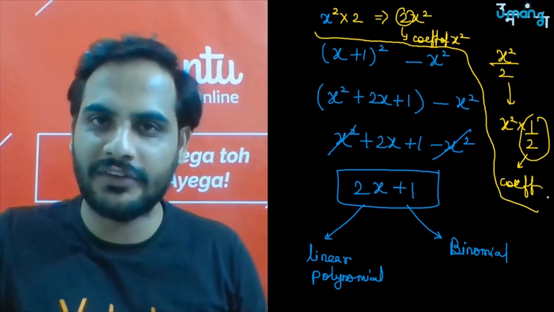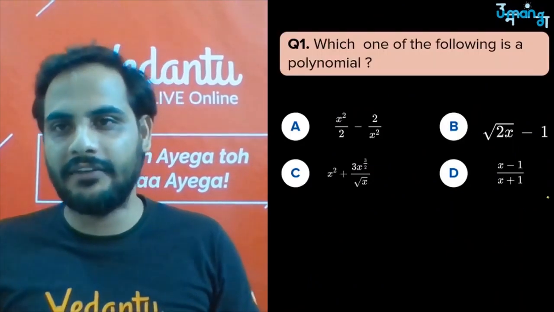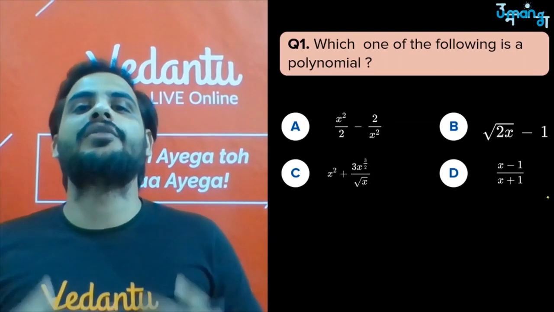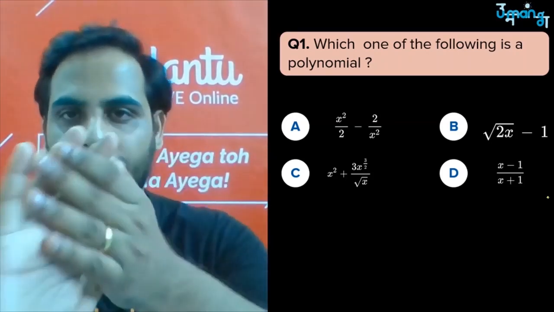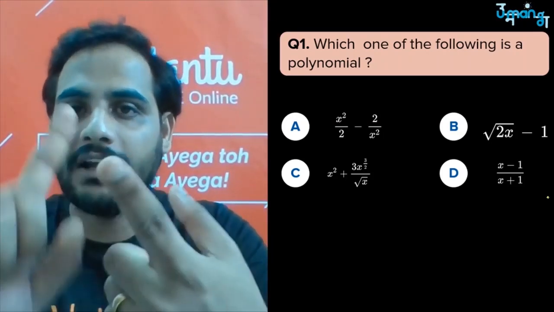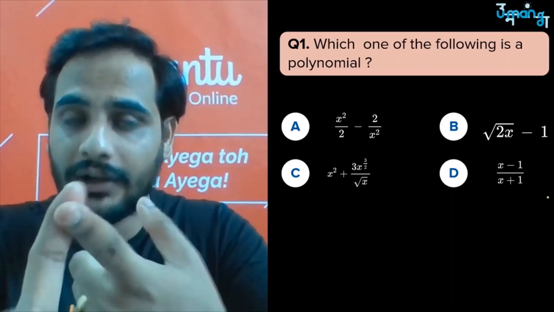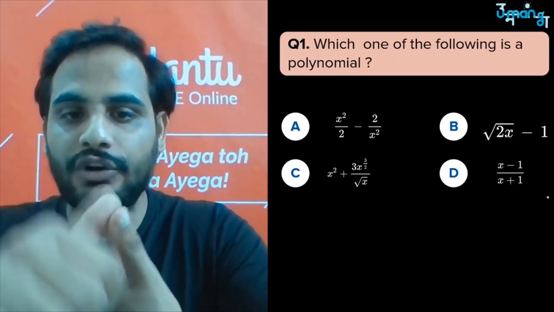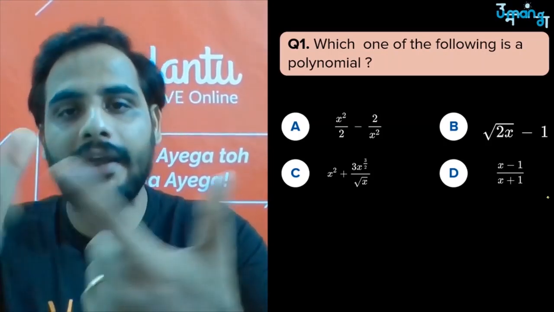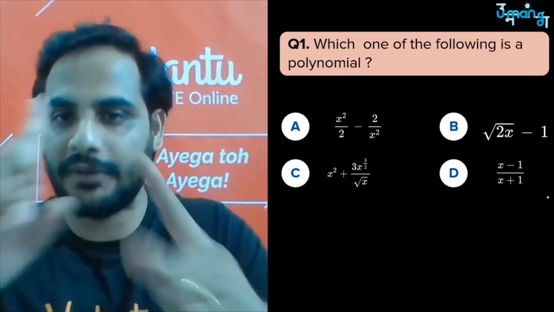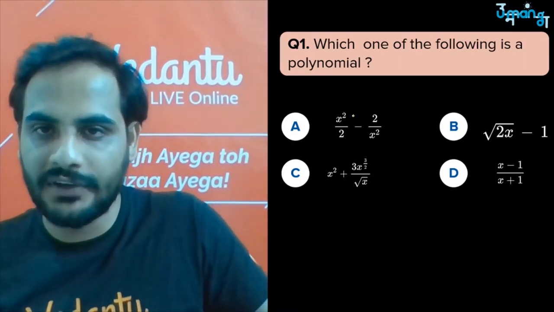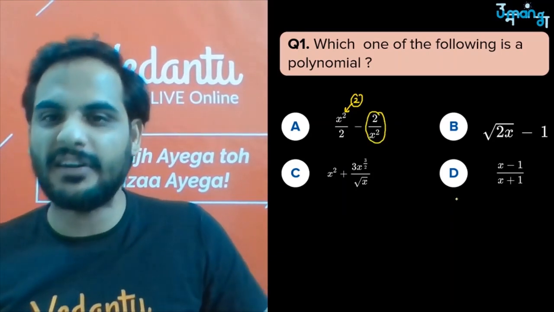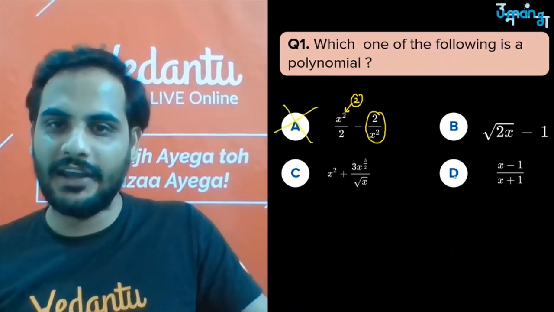Let's solve some questions. The first question is, which one of the following is a polynomial? I have told you the rules. First thing, the power of the variable should be a whole number. It means the power of the variable should not be a fraction or negative number, and the variable should not be present in the denominator. Let's look here. In option A, the power is 2, no problem, but here the variable is present in the denominator. So option A is wrong.